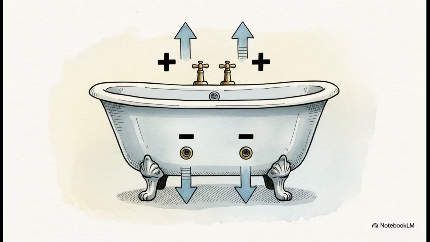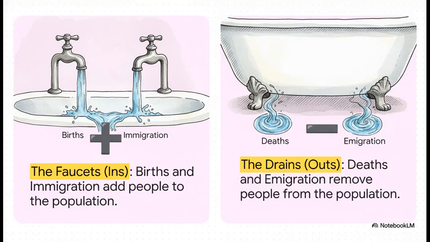Some things are like faucets, right? They're pouring water in and making the level rise. And other things, well, they're the drains, pulling water out and making the level drop. And this is where it gets really clear. You've got 2 faucets filling the tub: people being born and people moving in. That's immigration. And you've got 2 drains emptying it out: people passing away and people moving away. We call that emigration. That's it, ins and outs.